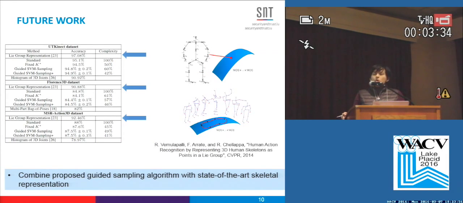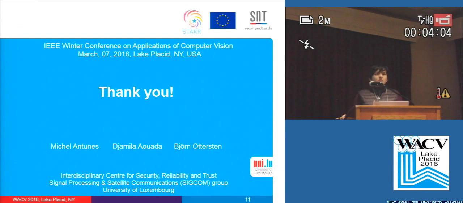So next, the goal is to keep the same sampling principle, but using more elaborate skeleton representations. For instance, we're thinking of using the work in Chilapa's team, where 3D joints are represented as points in the Lie group, and combining this with the proposed sampling algorithm, we're thinking to reach the same accuracy while reducing the complexity. For more details, please stop by our poster.